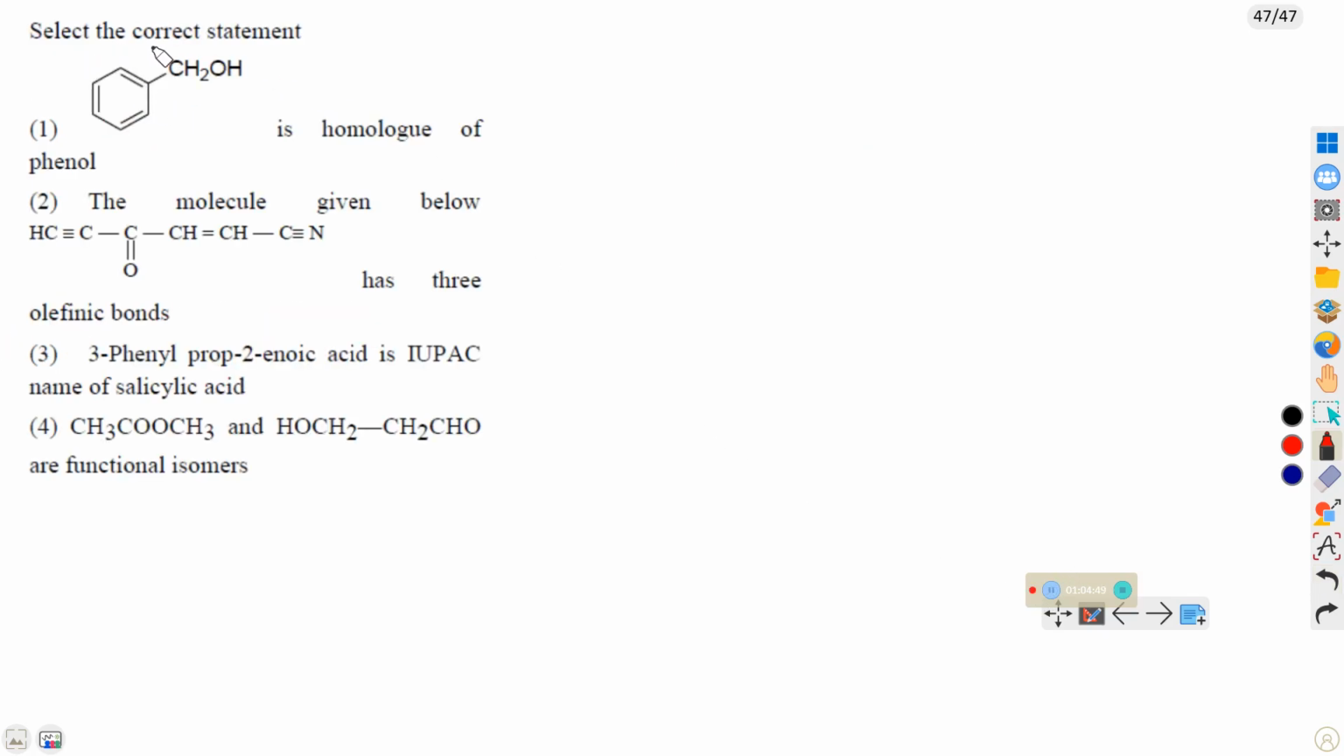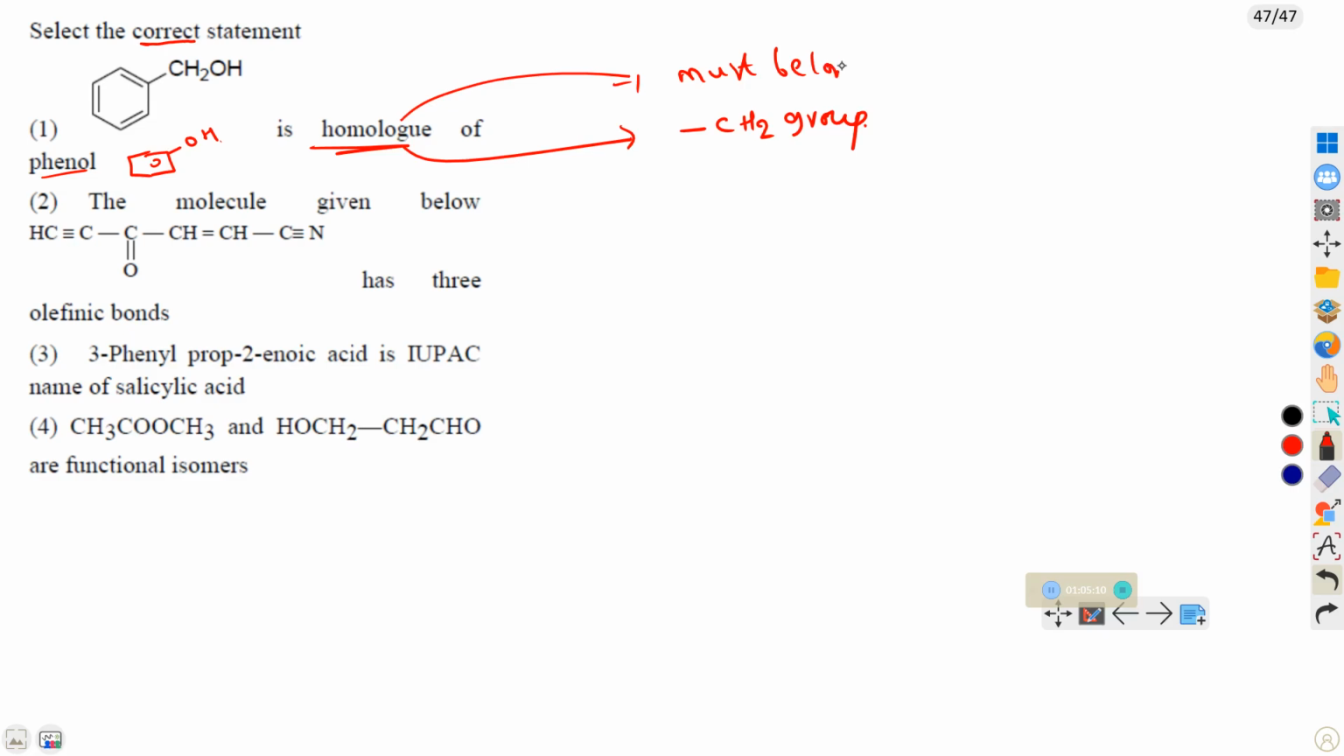Select the correct statement. C6H5CH2OH and C6H5OH. Generally what we know, homologous series means the difference is a CH2 group. Homologs must belong to the same functional group. But here the functional groups are different. One is alcohol, the second one is phenol. That's the reason the first statement is wrong.